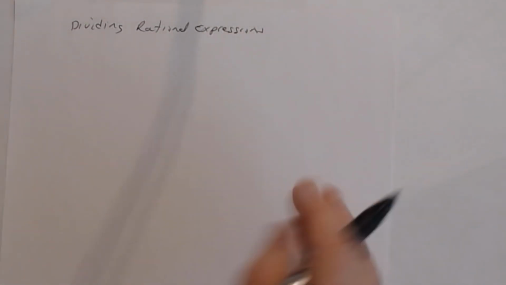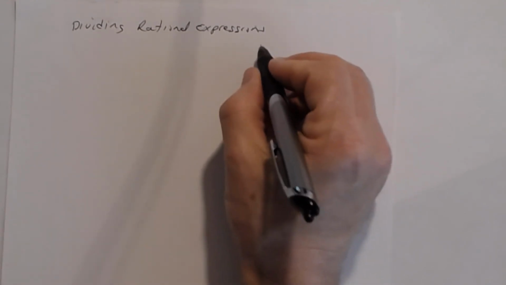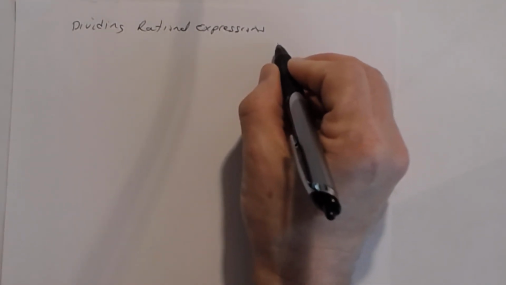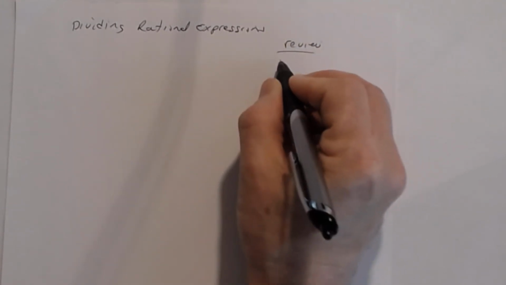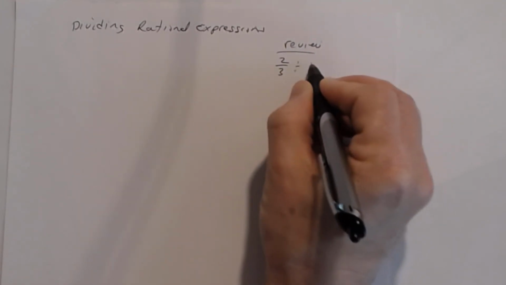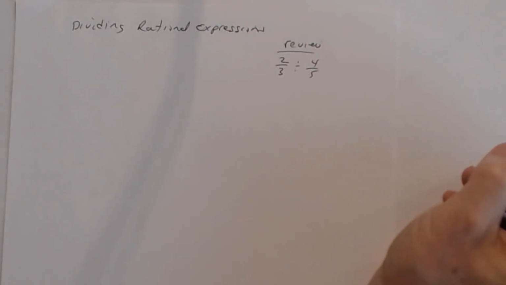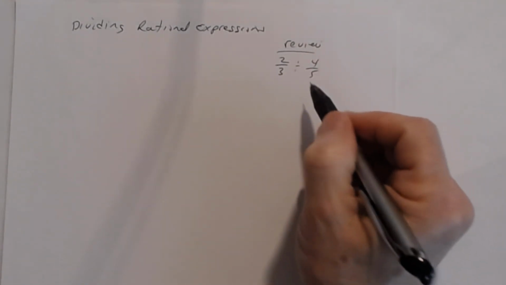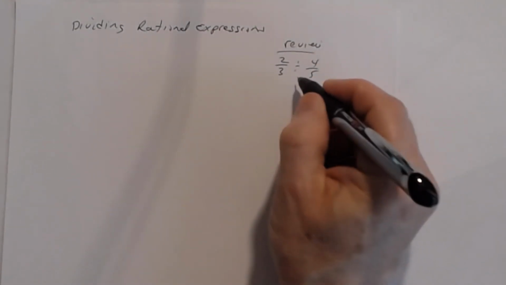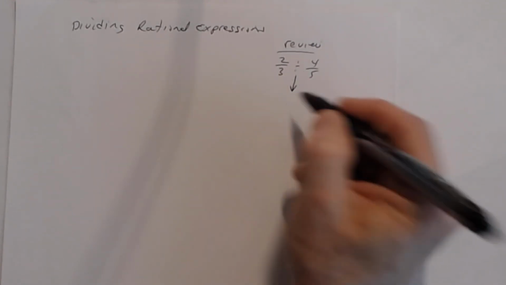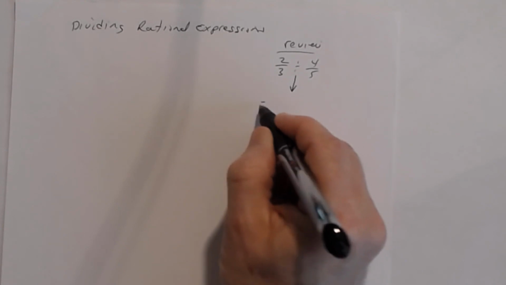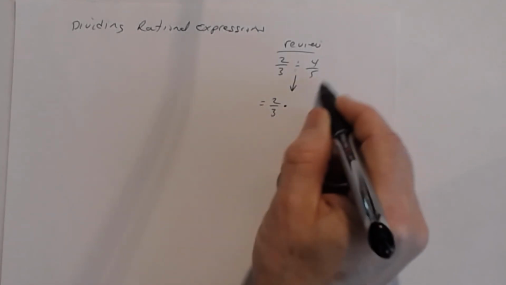Okay, so first of all, let's remind ourselves about something you had previously. We all know that if we have 2/3 divided by, let's say, 4/5, we know that when we're dividing, we always need to change this to a multiplication problem. So we change division to multiplication. So this becomes 2/3 times the reciprocal.